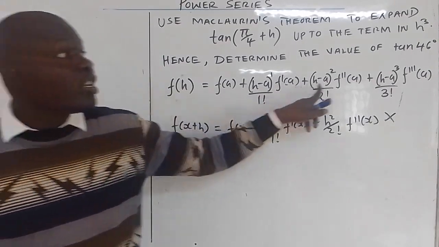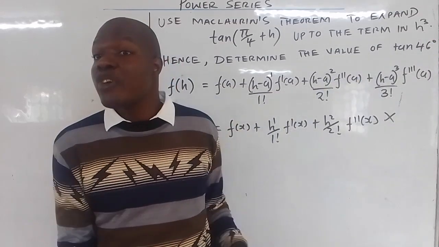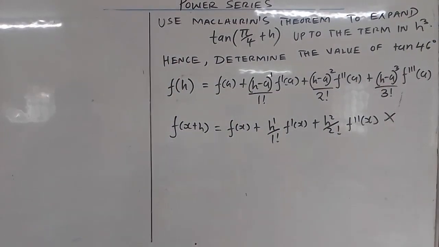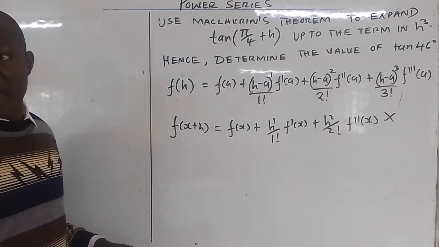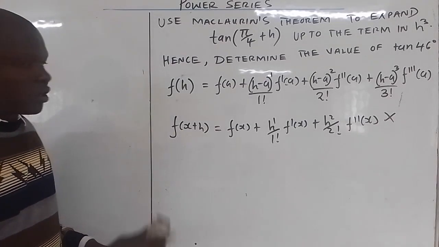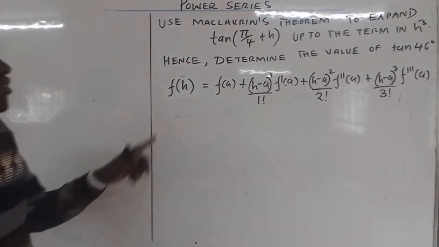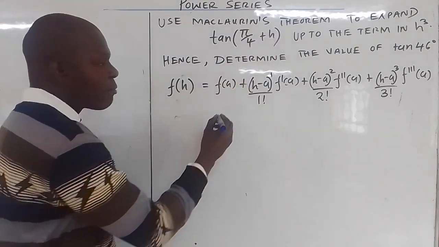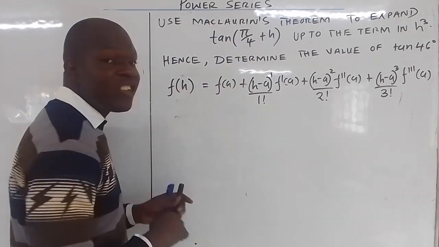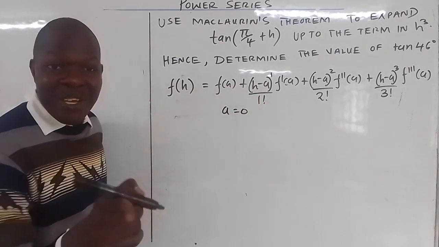Meaning this Maclaurin, where instead of telling you up to the term x cubed, they are telling you h cubed. You don't confuse it with the Taylor expansion of f of x plus h. So after you've done that, this is now the Taylor expansion of f of h, but you want Maclaurin's theorem. Meaning in Maclaurin's theorem, a is equal to 0. So where there is a, you put 0, isn't it?